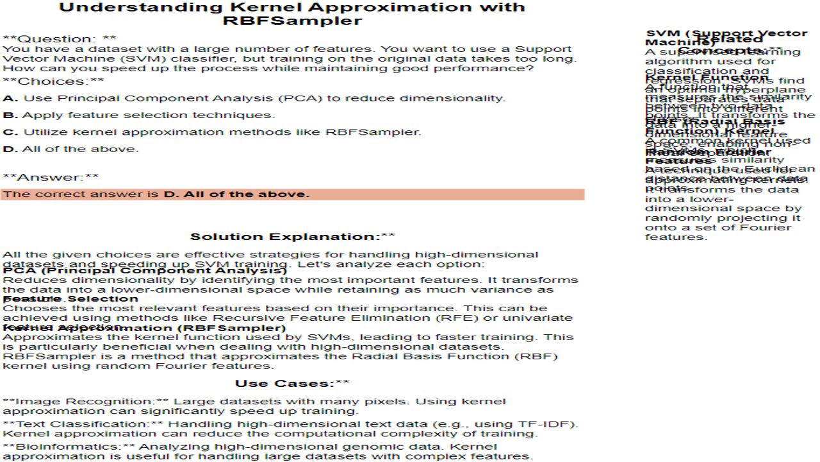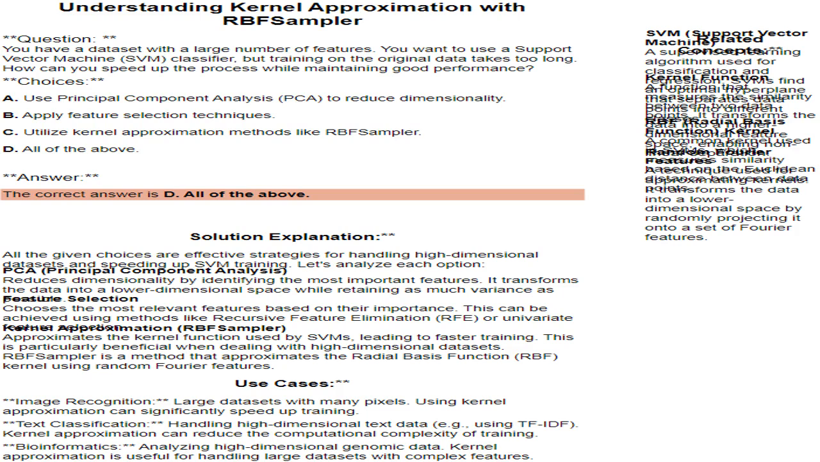Random Fourier features: a technique used for approximating kernels. It transforms the data into a lower dimensional space by randomly projecting it onto a set of Fourier features. Random Fourier features provide an efficient way to approximate kernel functions. By randomly projecting the data onto a set of Fourier features, they reduce the dimensionality of the problem, enabling faster kernel computations. Image recognition. Large datasets with many pixels using kernel approximation can significantly speed up training.